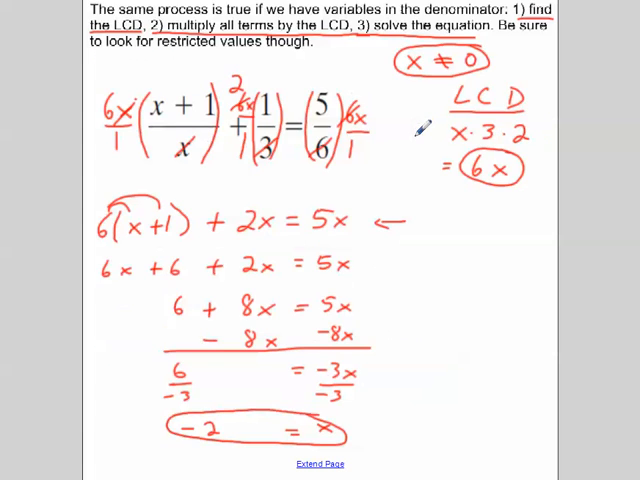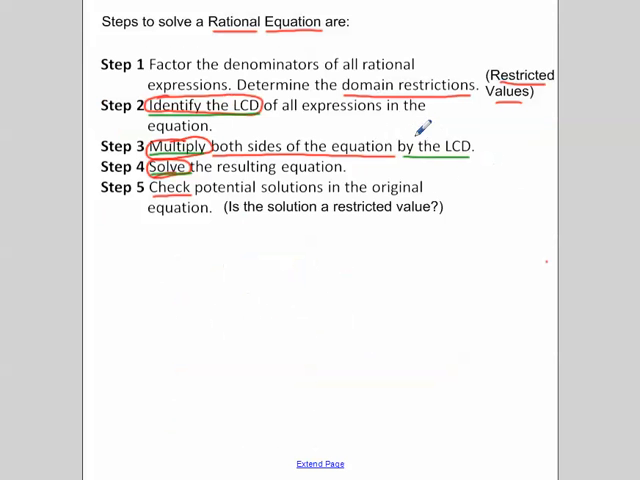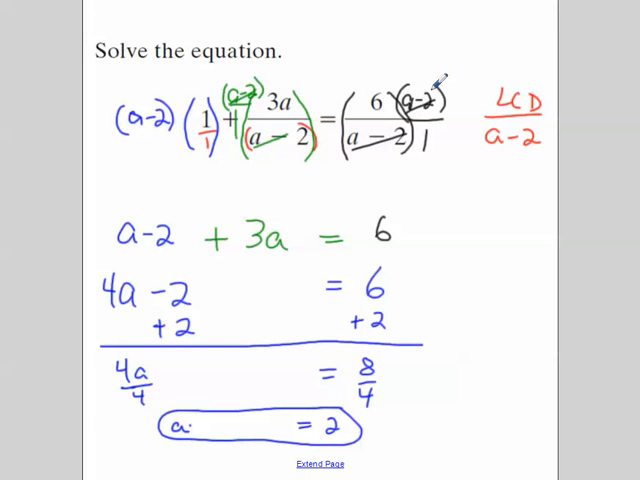We forgot to go through, whoops, here's our steps again. We didn't determine the domain restrictions, and that's going to be important for pretty much all of our rational expressions, especially important for rational equations, when we've got variables in our denominator. So domain restrictions, remember, happen when we divide by 0, so we can't divide by 0. So in our original equation, we've got a minus 2 in my denominator.